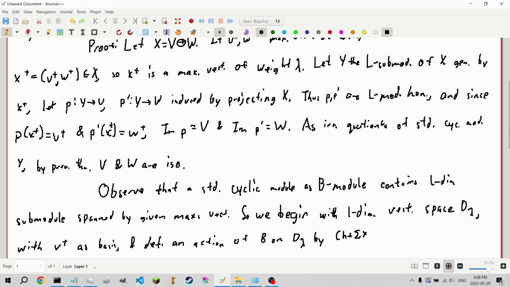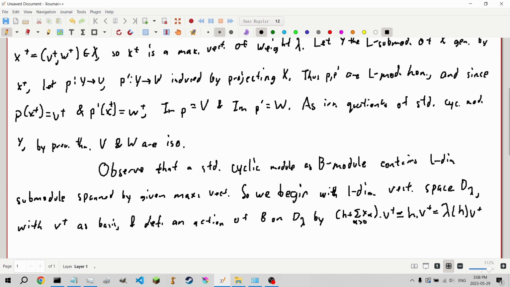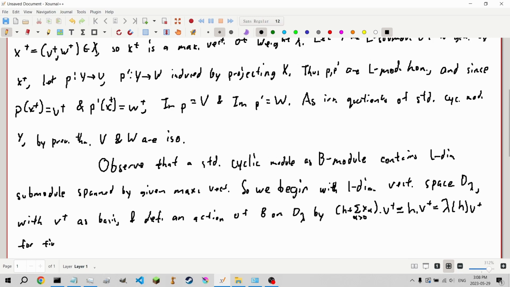the action of H plus the sum of x alpha for positive roots alpha, so in our base on v plus is going to just be the action of H on v plus, which is going to be given by a character function for fixed lambda in H prime, which is going to make this D lambda a B module, as D lambda is just as well a module of the universal enveloping algebra of B.